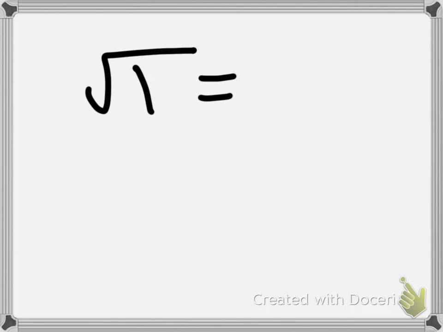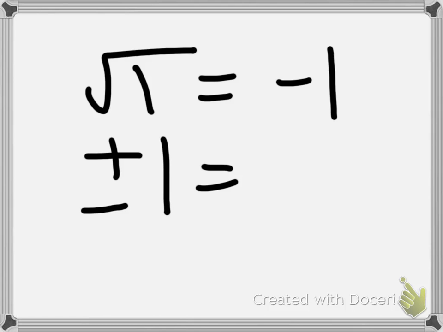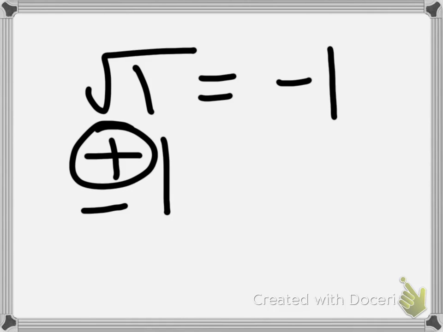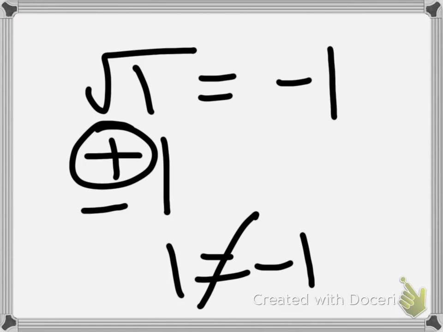Now, many of you may think that because the square root of -5 came out to equal the square root of 1 equals -1, and yes, the square root of 1 is plus or minus 1, but we are always going to end up with the positive one to see if it fits, and because 1 does not equal -1, this was not the correct solution.